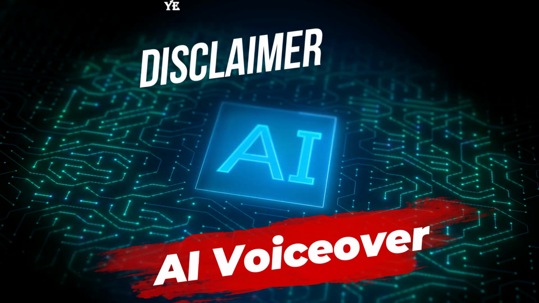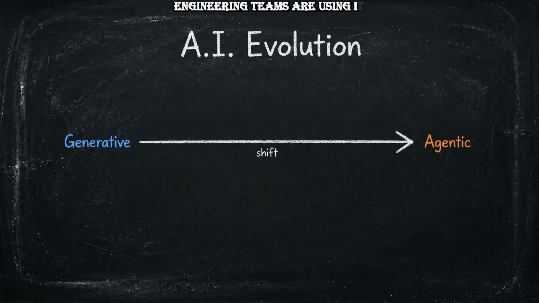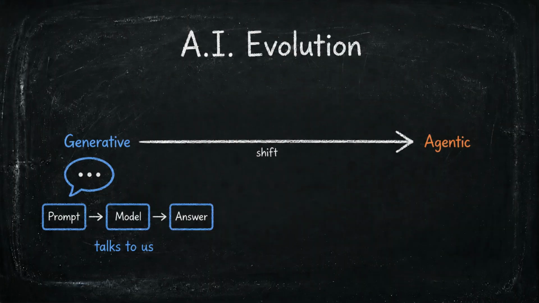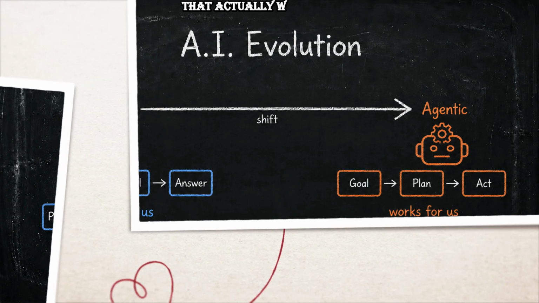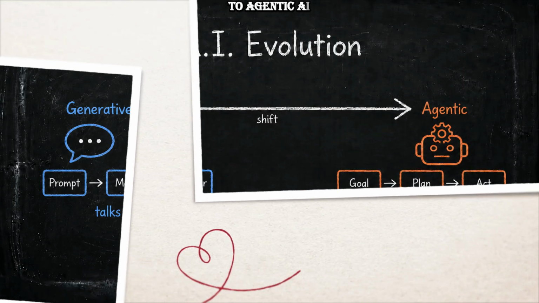For the past couple of years, everyone has been talking about artificial intelligence. But if you look closely at how the most advanced engineering teams are using it, there is a massive architectural shift happening right now. We are moving away from AI that just talks to us and moving toward AI that actually works for us. This is the monumental shift from generative AI to agentic AI.